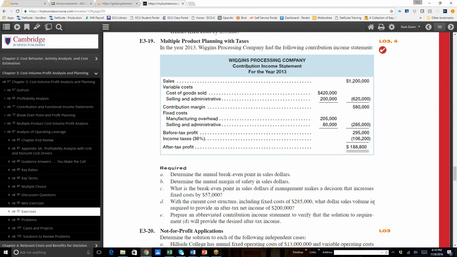This is the what dollar sales volume. In D, it's asking you what dollar sales volume is required to provide an after-tax net income of 200,000. So this had nothing to do with it. This is what the problem is asking you. It's saying if I need an after-tax net income, you kind of have to work these backwards, and this happens a lot in our problems. It's giving you what it wants the final end product to be, but you have to get the numbers along the way. Does that make sense?